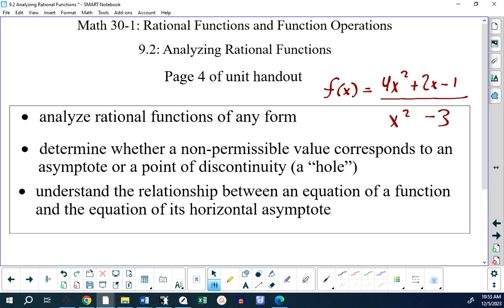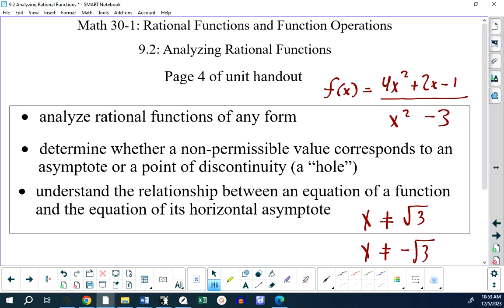Now it turns out that when you have a non-permissible value, and I hope everybody would see that this rational function I've made up has 2 non-permissible values of x. X cannot equal plus or minus root 3 because if it does, the denominator will be 0.